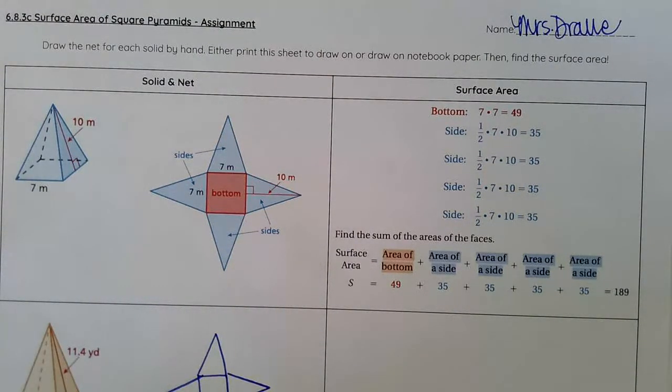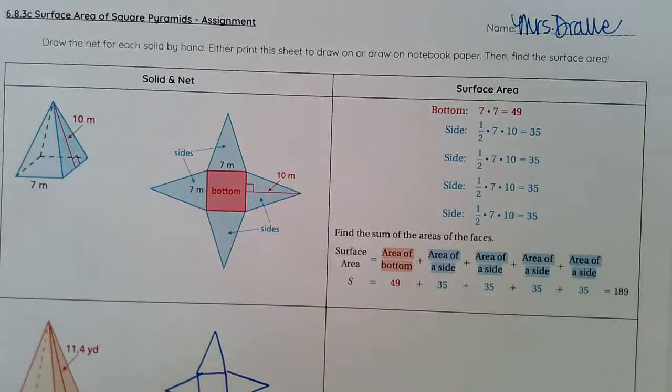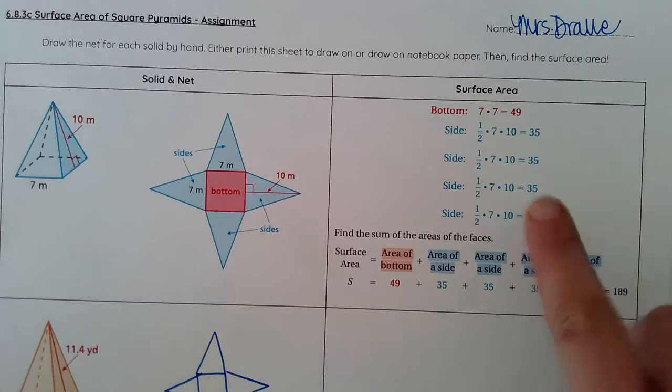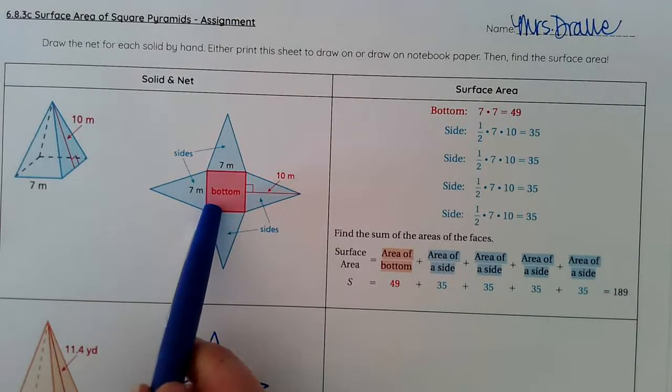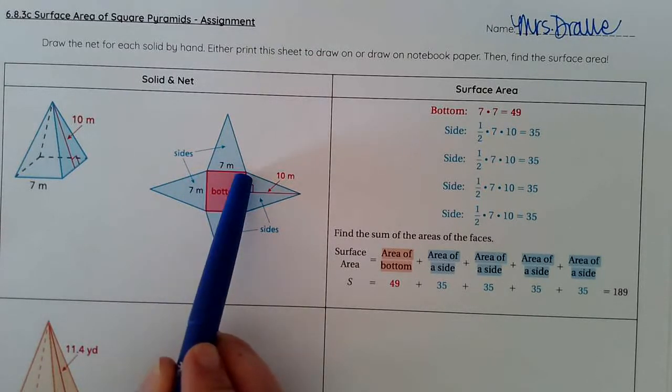So after I've drawn my net, I label all my dimensions. Because this is a square, all my triangles, my lateral faces, will actually be the same. Once I've labeled my dimensions, I go ahead and find the area of each of my faces. So my bottom has an area of 49 meters squared. We got that from 7 times 7.